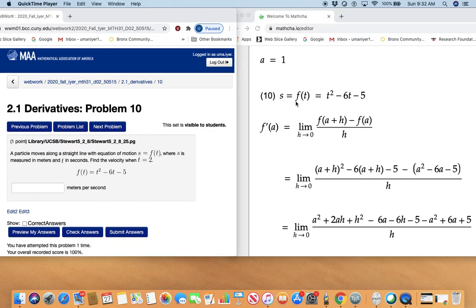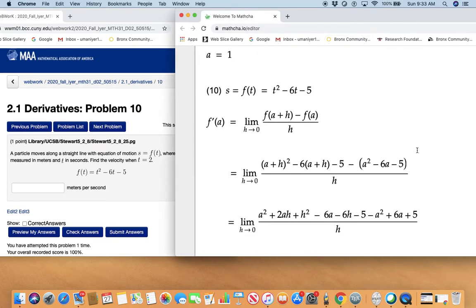So s is given by the rule f. To find velocity, I need to find the derivative of f. Again, the definition of derivative: limit as h approaches 0 of f of a plus h minus f of a, the whole over h. Wherever I see t, I'm replacing it by a plus h. That's for f of a plus h. Minus, wherever I see t, I'm replacing it by a. And don't forget, because of that subtraction, all of f of a is in parentheses.